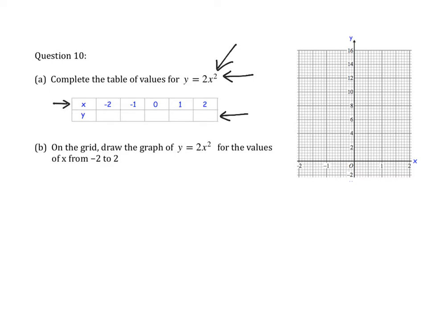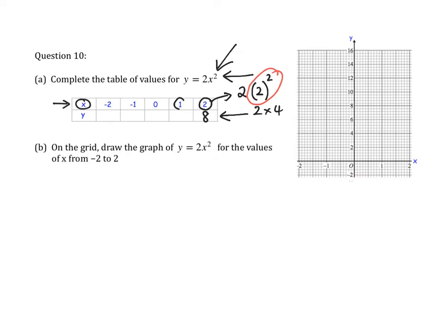When I teach this, I always teach to substitute in the positive numbers first, just because they're easier to do. For instance, if I'm substituting that x is 2, I'm going to do 2 times, that's the x, we know the x is 2, squared. With BIDMAS, we need to do this bit first, so that would be 4. So this is 2 times 4, which is 8. So that's the value of y when x is 2.